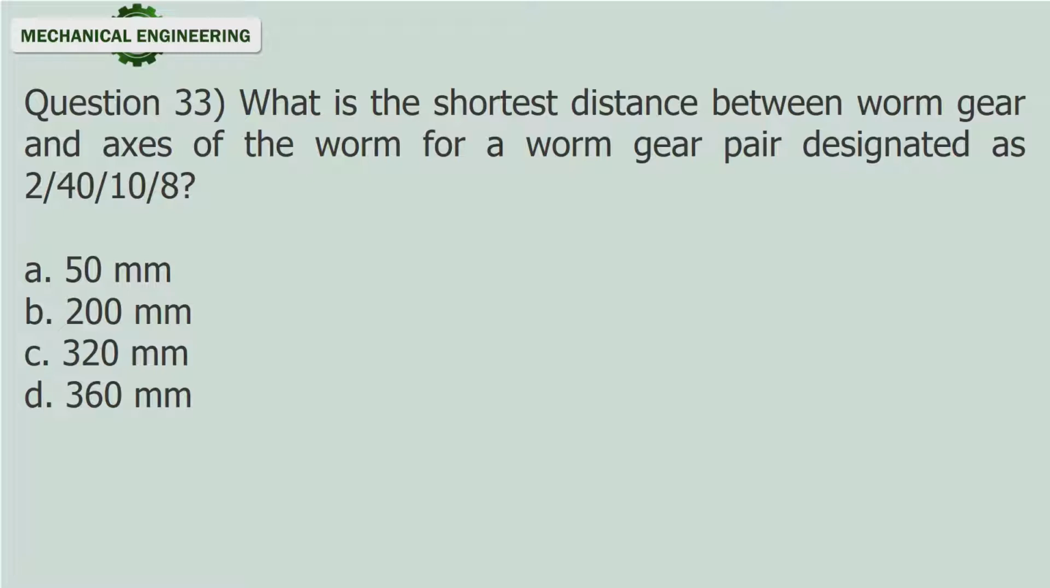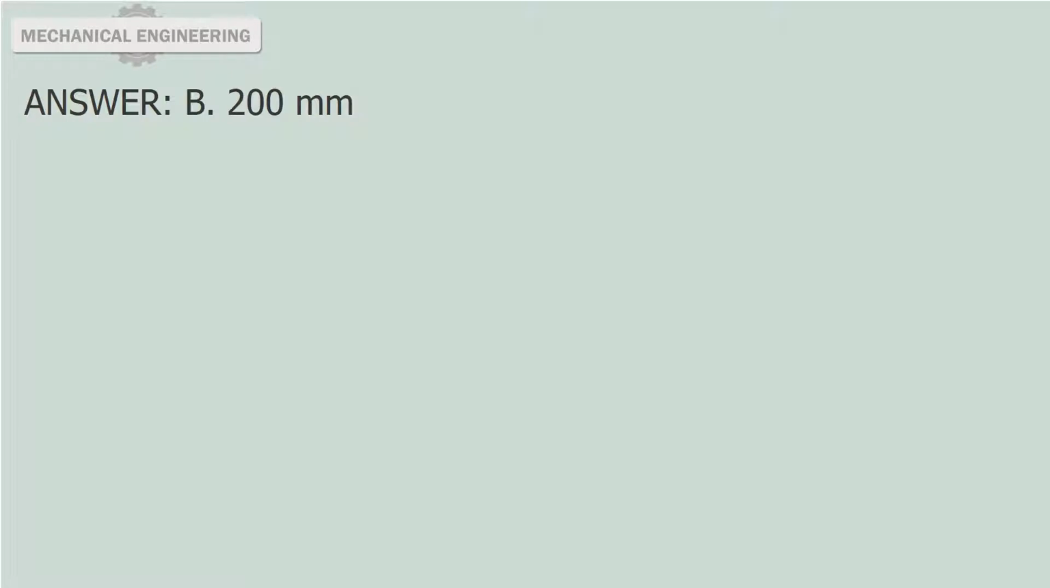Question 33. What is the shortest distance between worm gear and axis of the worm for a worm gear pair designated as 2/40/10/8? A. 50 mm. B. 200 mm. C. 320 mm. D. 360 mm. Answer: B. 200 mm.